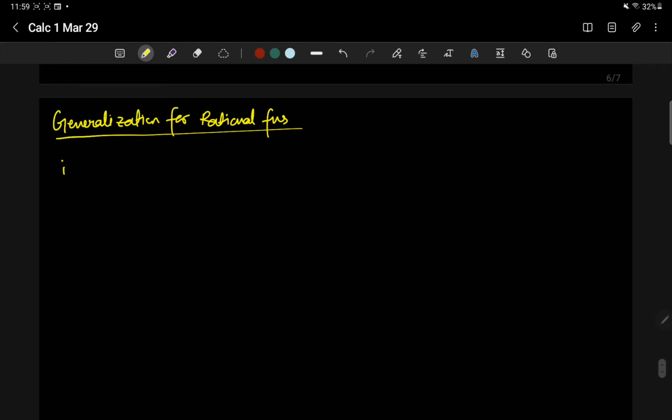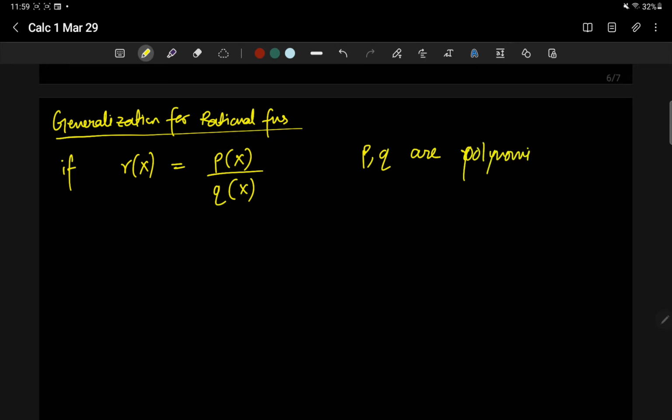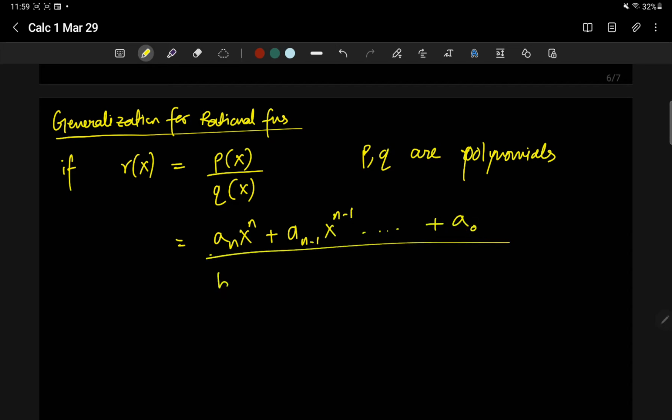Right? So if a function is a rational function, it's of the form p over q, where p and q are polynomials, which means p is something like a_n x to the n plus a_{n-1} x to the n minus 1, and so on, down to a_0, and q(x) is some other polynomial with some other degree, say m.